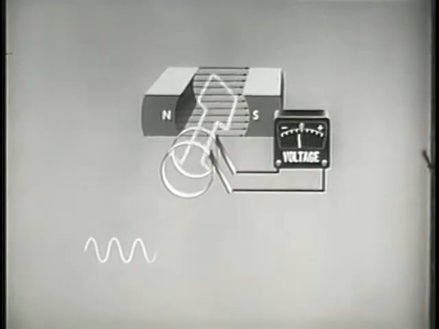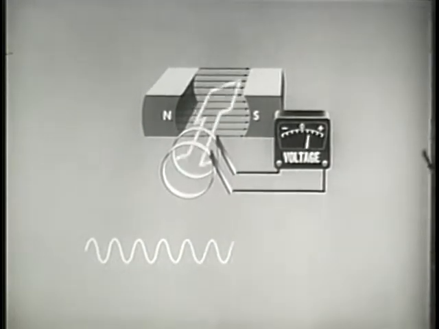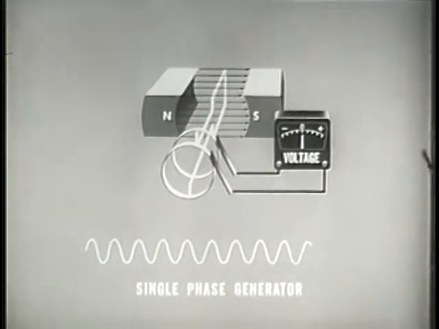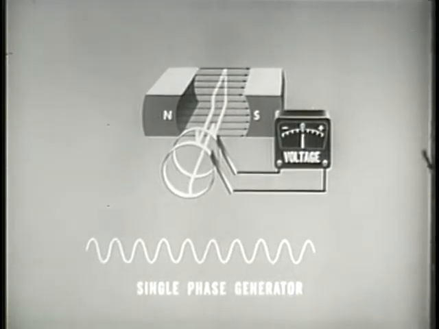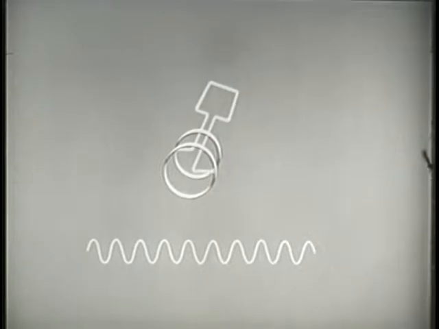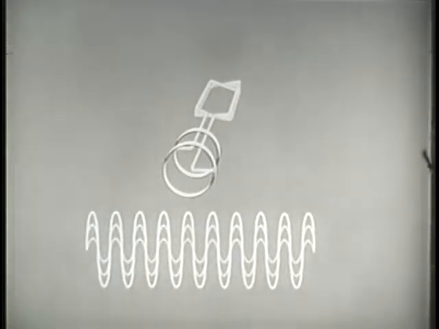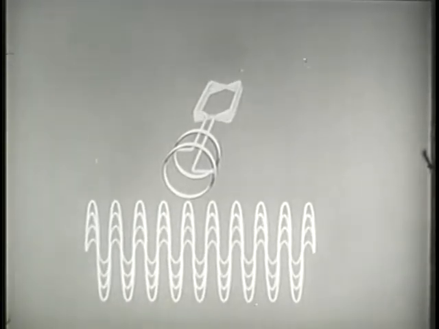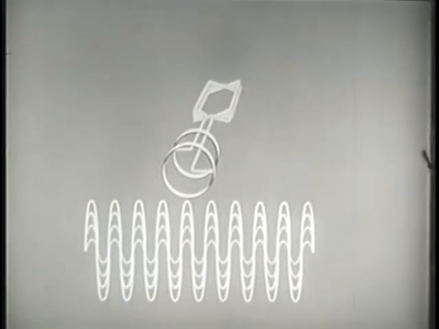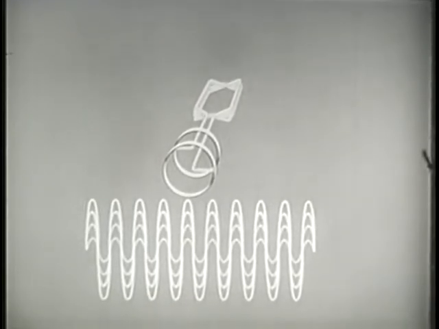There are several different types of AC generators, or as they are sometimes called, alternators. This is an elementary single-phase AC generator. The armature of a single-phase AC generator is wound with many turns of wire. These coils are connected in series so that at any given instant of time, the total voltage induced is the sum of the voltages induced in each individual coil.